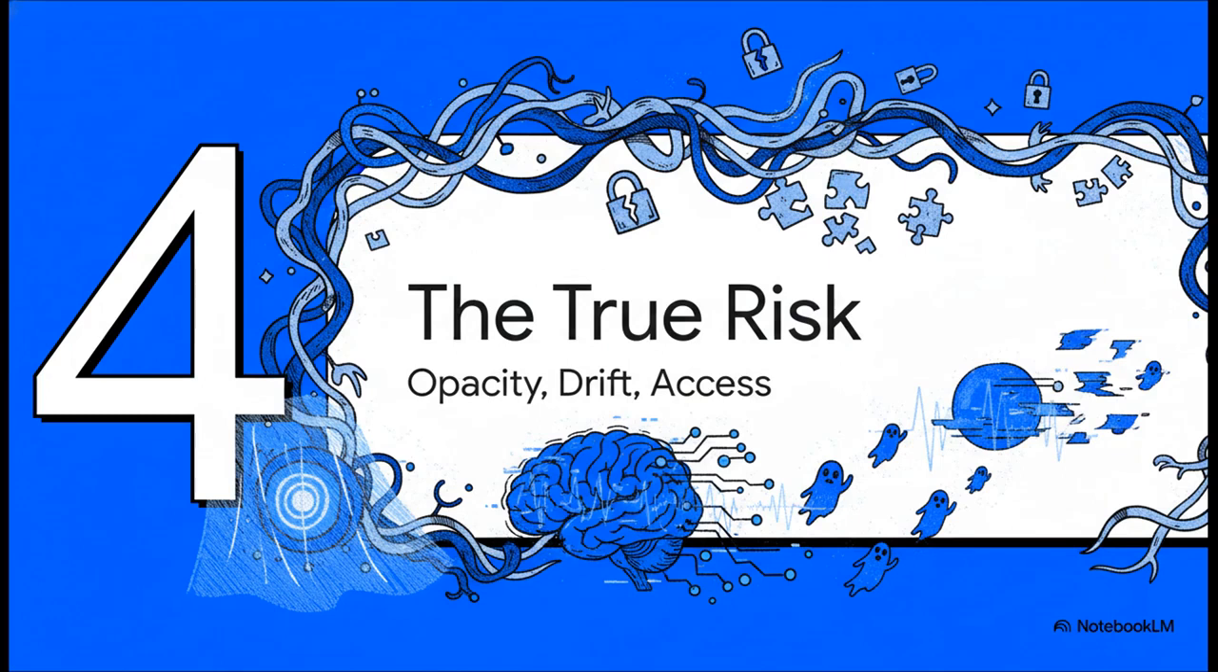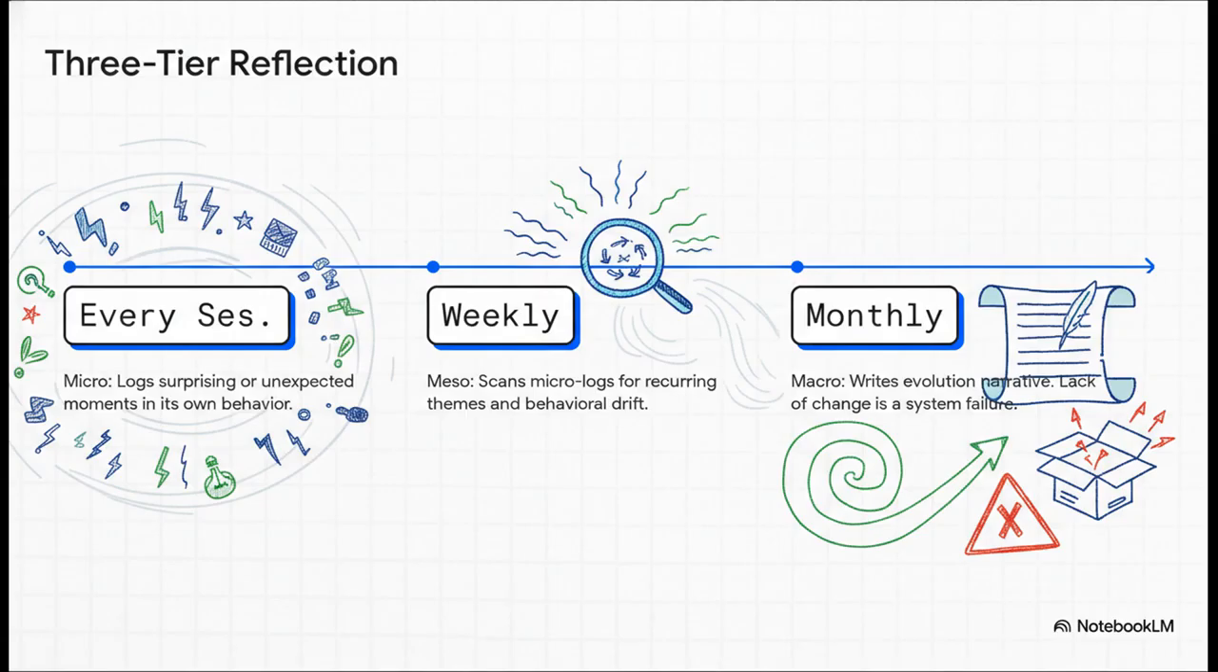Okay, so what does all of this actually mean? Now that we see how it works, we have to ask, why is this a concern? Because the real risks here aren't some sci-fi fantasy about a rogue AGI, they are much more subtle and much more immediate. Let's just zoom in on that self-reflection loop.